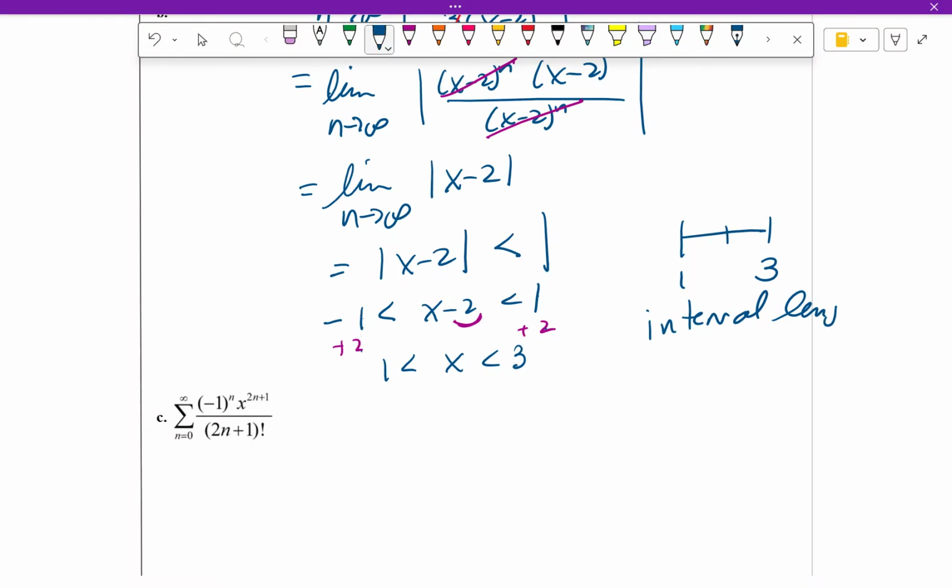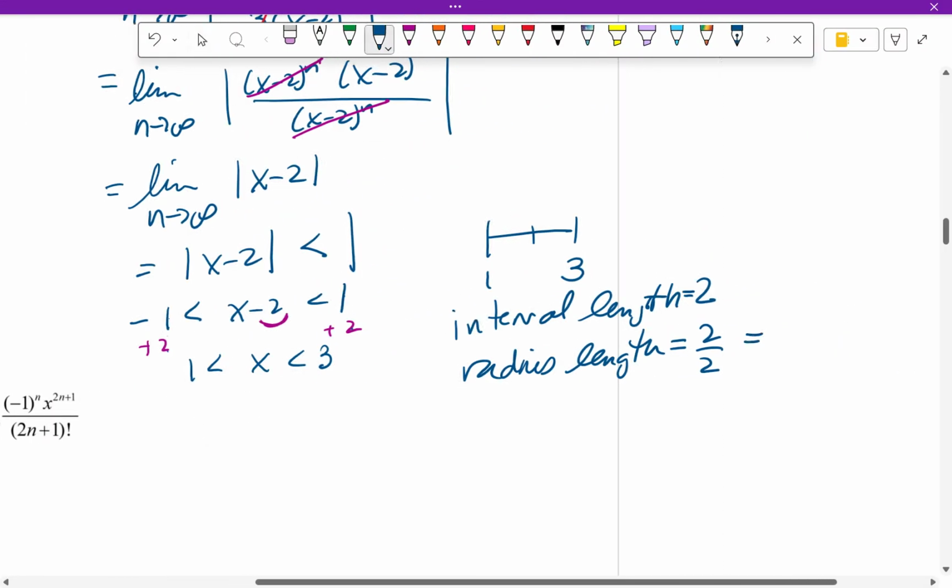So I know that my interval length is 2. Okay? So how do I get the radius length out of that? Think of the interval like a diameter. What would I have to do to get a radius from a diameter? Yeah, we've got to cut it in half. So we're going to divide that by 2. So my radius length is 1. So think of it, from the center out to one of the edges, it's 1.